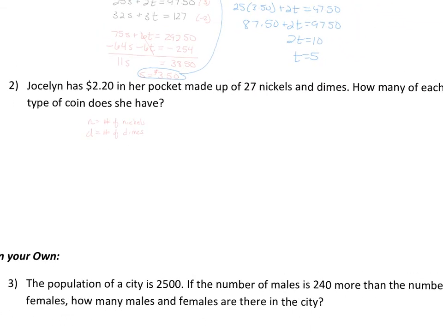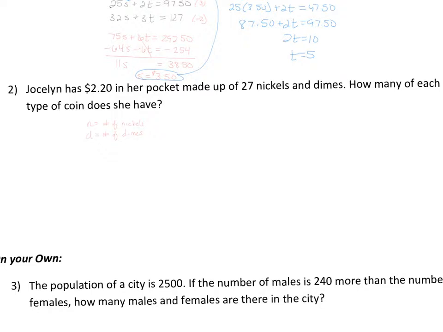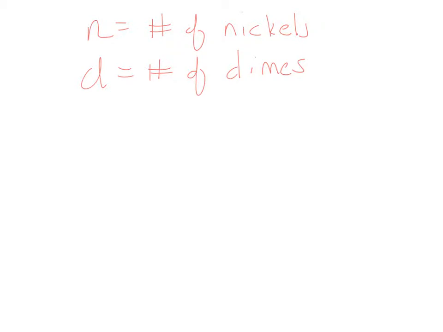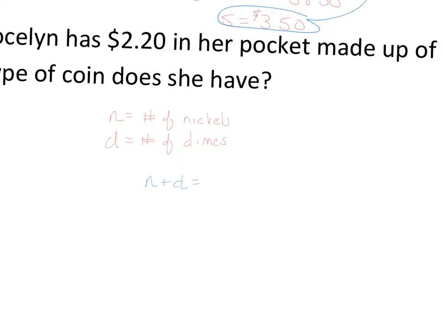Okay, now this one's a little trickier because we don't have two sentences or a comma or an and. So this is one of the few times where that's not going to work. So we know that she has a total of $2.20 in her pocket. So there's one idea, money. The other idea is how much total does she have? Well, she has a total of 27. So I'm going to start here with the total. So I have a total of 27 coins, and we know that they're made up of dimes and nickels. So when I do this one, I'm going to have nickels and dimes, and that's going to equal, how many were there again? 27.